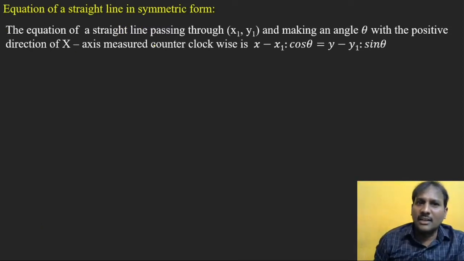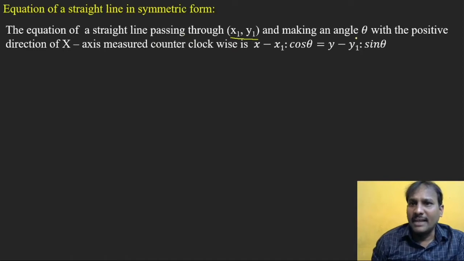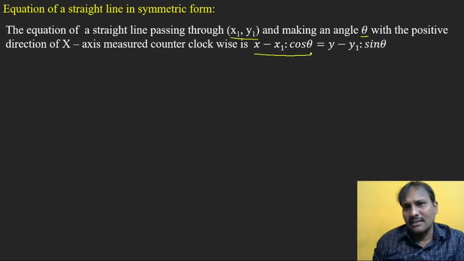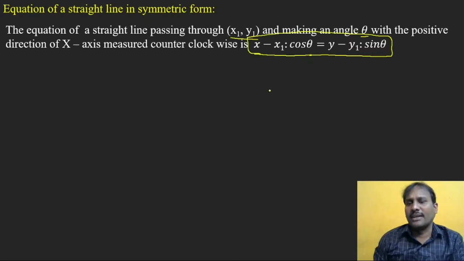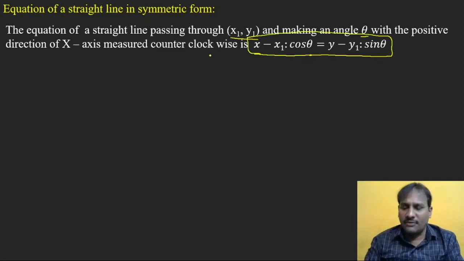The equation of a straight line passing through (x1, y1) and making an angle theta with the positive direction of the x-axis, measured counterclockwise, is (x minus x1) by cos theta is equal to (y minus y1) by sin theta. This is the symmetric form of a straight line. We will derive this formula now.